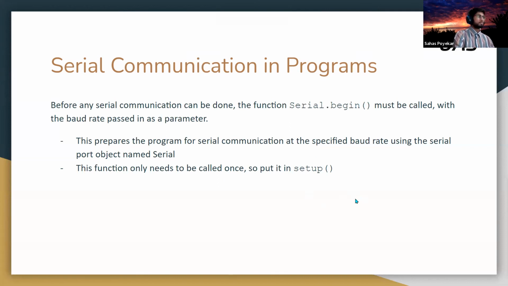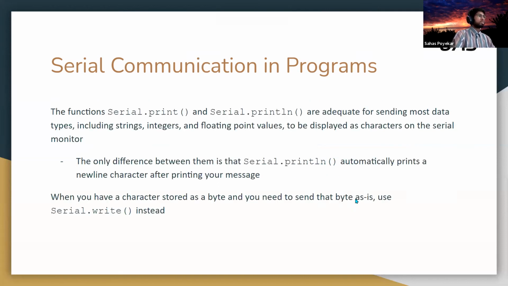Now, there are two different functions we can use to get the input from our hardware, Serial.print and Serial.println. They're able to send lots of different kinds of primitive data types, which include strings, integers, and floating points. The only difference between print and println is that println will automatically print a new line at the very end. And when you have a character stored as a byte, you'll need to send that byte as is using Serial.write instead.